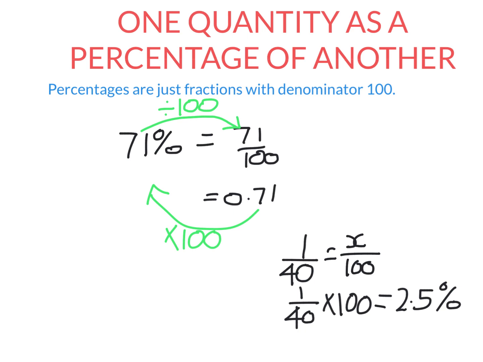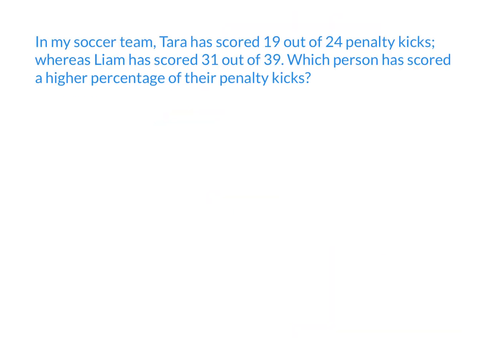Let's now look at some worded problems. So Tara has scored 19 out of 24 penalty kicks. Liam has scored 31 out of 39. Which person has scored a higher percentage of their penalty kicks? I use this example because it shows why we have percentages in the first place. They allow really easy comparisons.